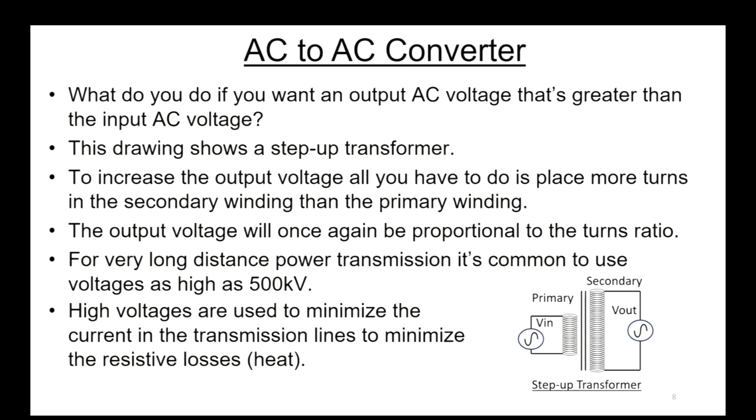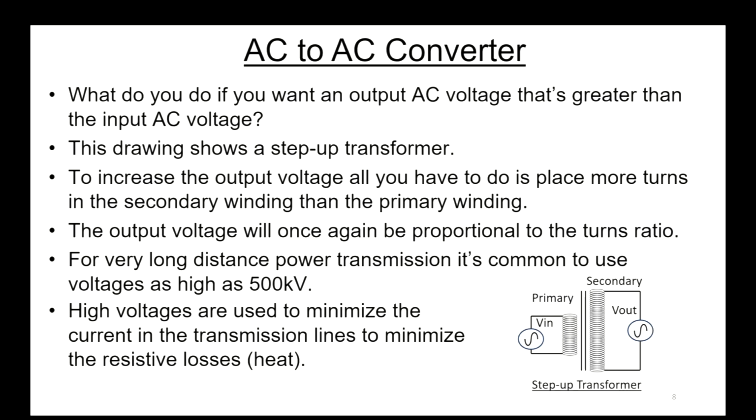What if, instead of stepping down the voltage, you want to step up the voltage? Well, it's done exactly the same way, at least for AC to AC converters. Here we show a step-up transformer on the right, in the lower corner. To increase the output voltage, all you have to do is place more turns in the secondary winding than the primary winding. And once again, the output voltage will be proportional to the turns ratio.